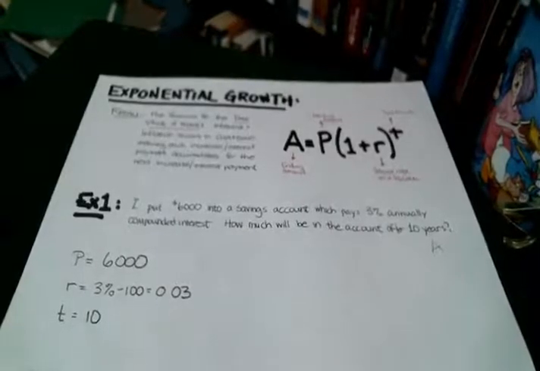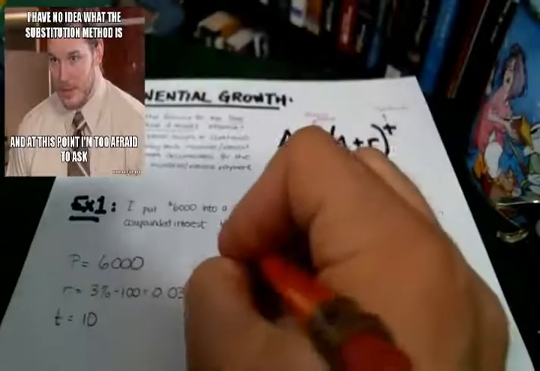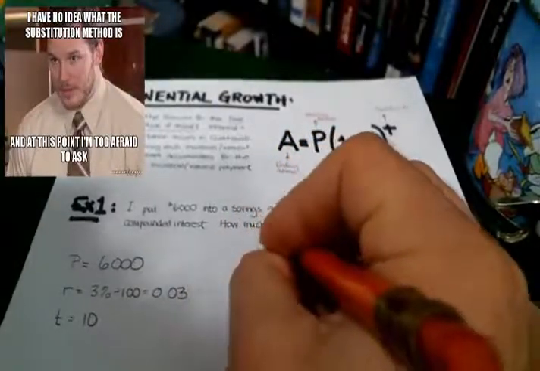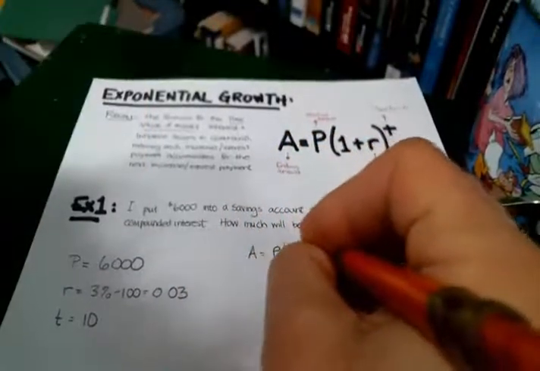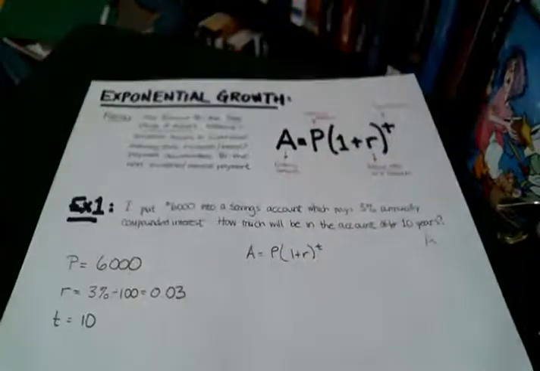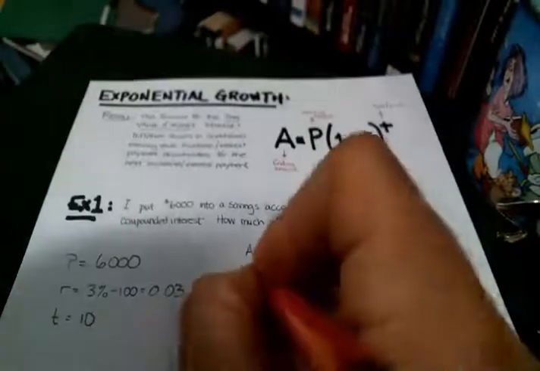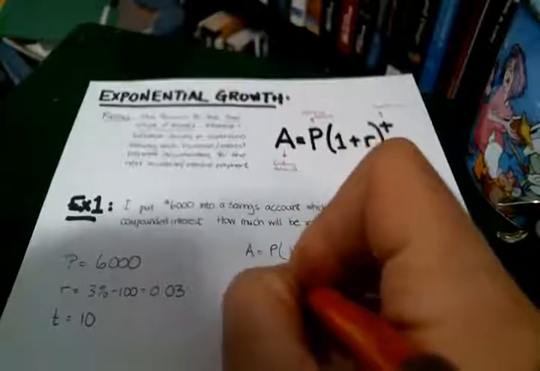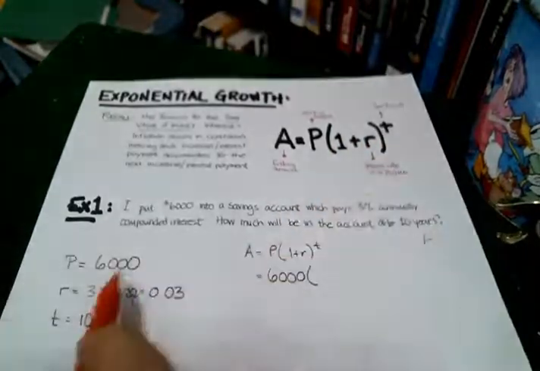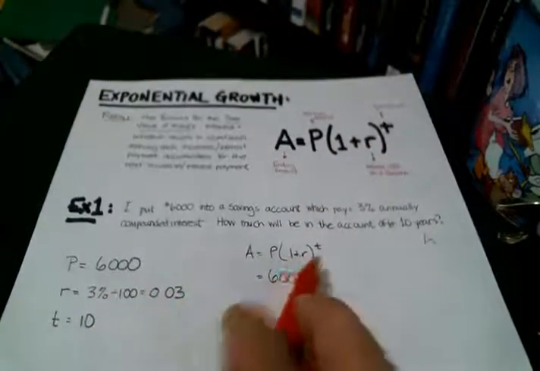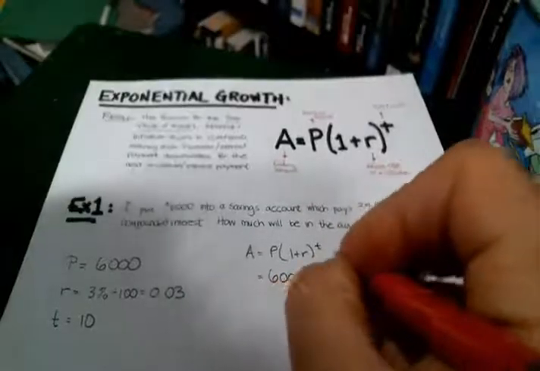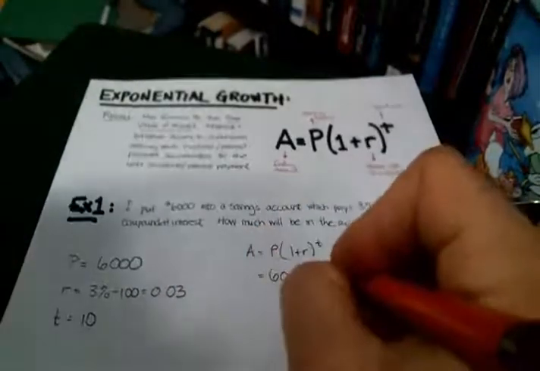Now, my next job is to basically just punch these values into the formula. So I've got A equals P(1 + R)^T. Now I'm just going to put these numbers directly in there. P is going to become 6,000 because P is 6,000 over here. 1, well, that's the number 1. Plus R is 0.03.